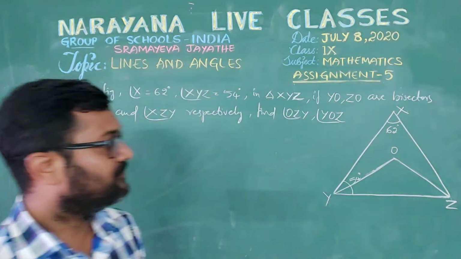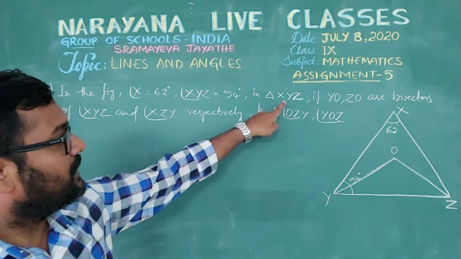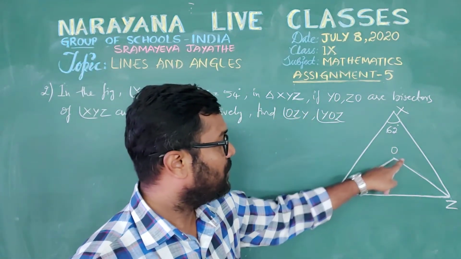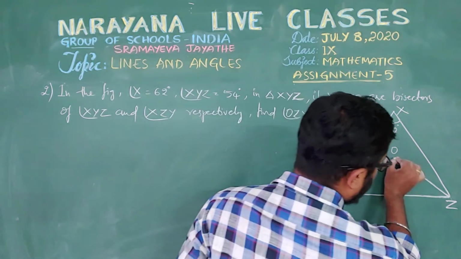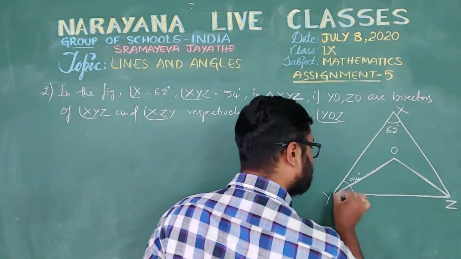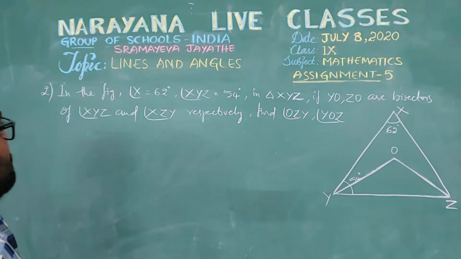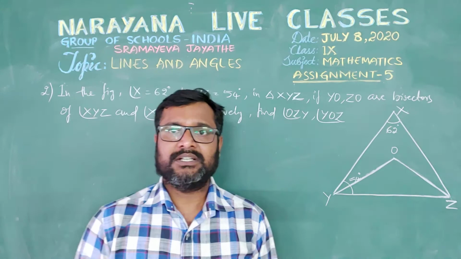This total angle is 54 degrees, isn't it? Now, in triangle XYZ, YO and ZO, these two are angle bisectors. Angle bisector means what?